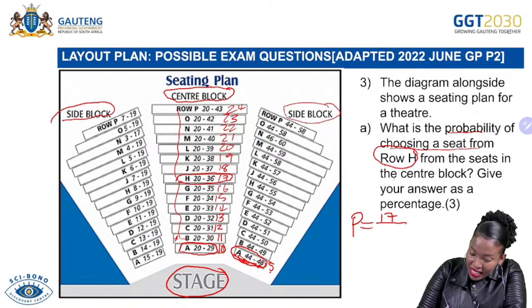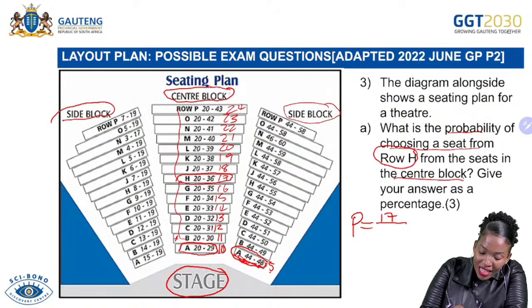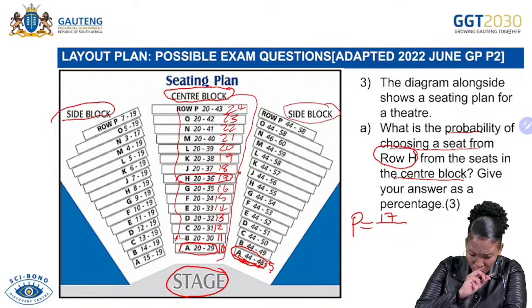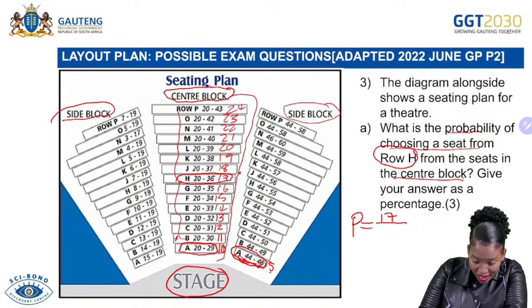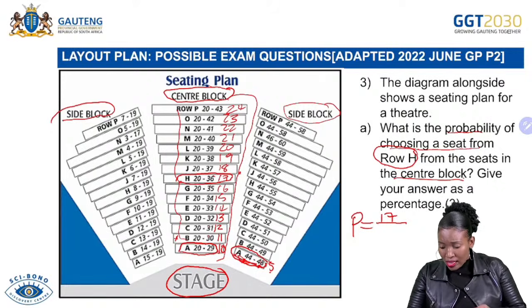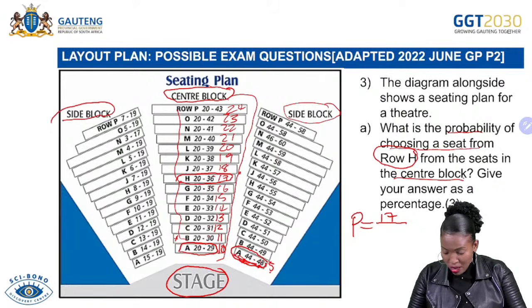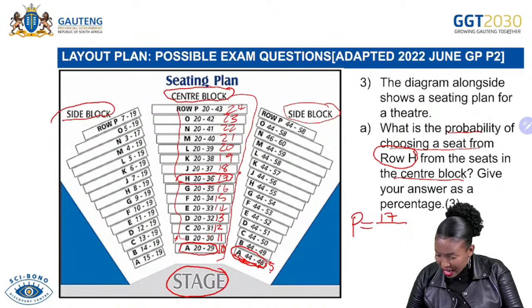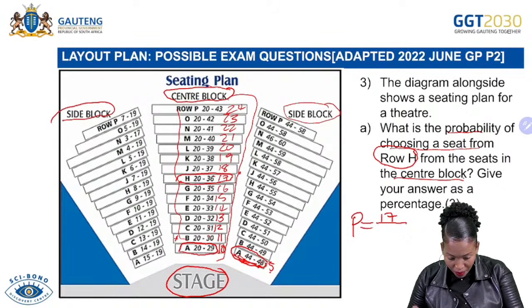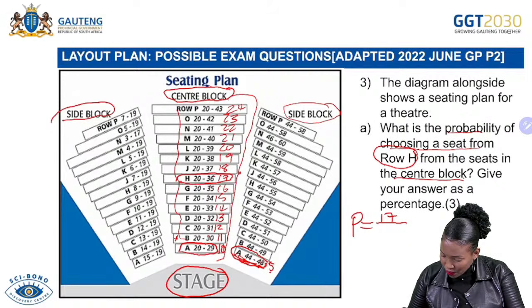From the seats in the center block, you want the total number of seats here in the center block. So how do you do that? You must actually add all the seats, 10 plus 11 plus 12 plus 13. Add all the seats, guys. I'm also going to do the same here with my calculator. It is 10 plus 11 plus 12 plus 13 plus 14 plus 15 plus 16.